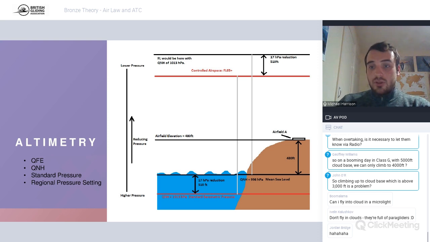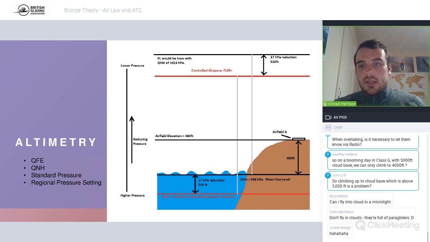Moving on, we are going to have a quick look at altimetry. I can't pronounce this word, altimetry, because it is quite useful for what we're going to talk about shortly. I'm not going to give you a full in-depth guide to altimetry. I'm just going to give you a brief overview of it.